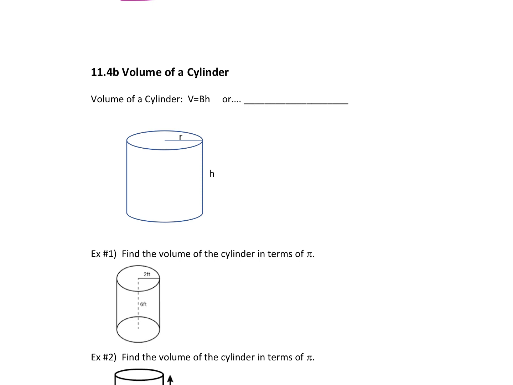All right, so 11.4b, that's A, right? 11.4b is the same thing, okay? The difference is you're working with a cylinder now, and a cylinder has what that a prism doesn't? A circle? Circles, okay? So here's the difference. The volume formula is the same, but instead of B, we're going to use pi r squared in its place, okay? So your formula is going to be pi r squared times h.